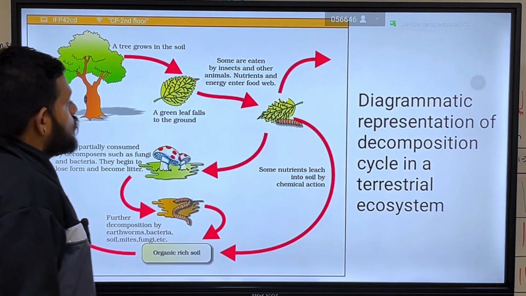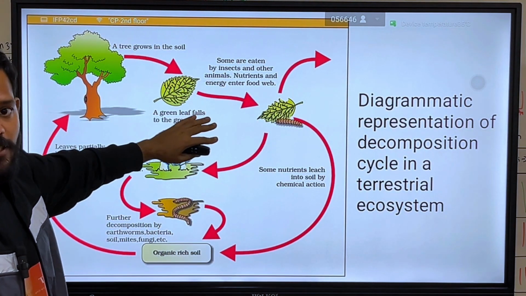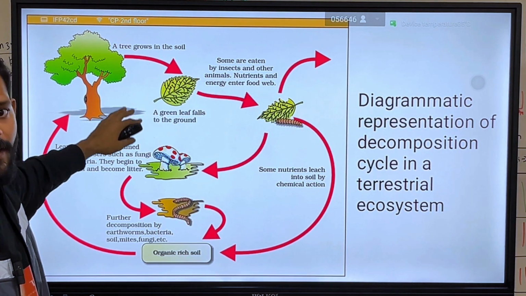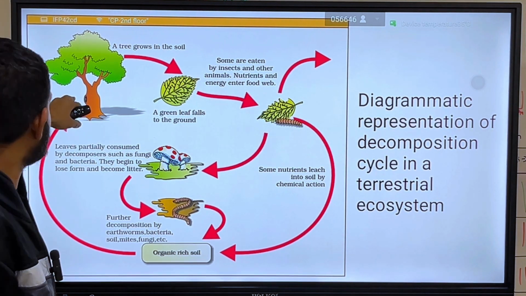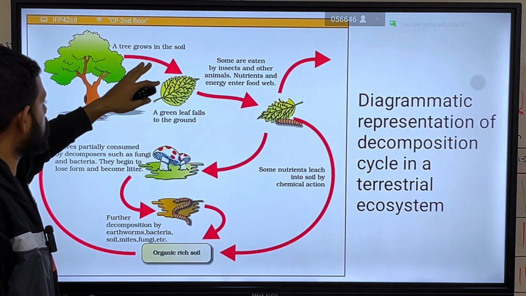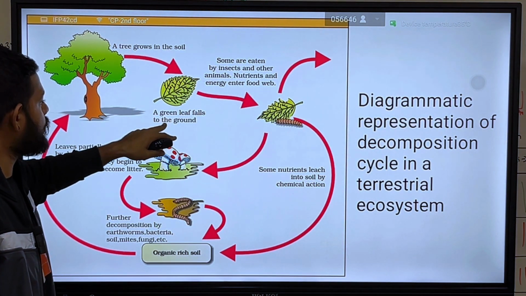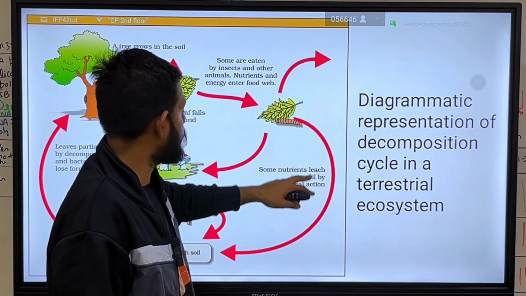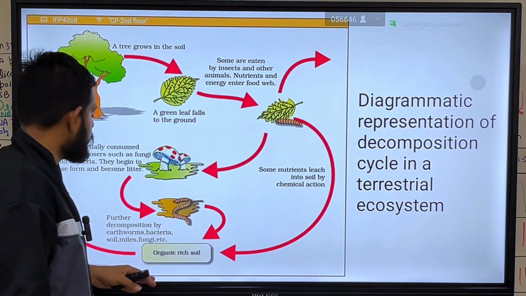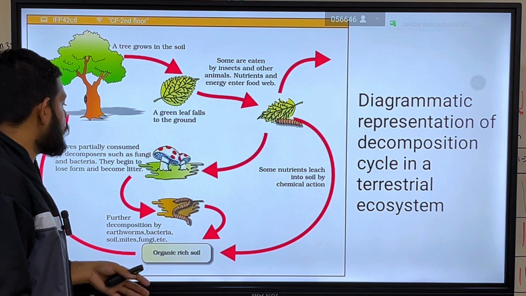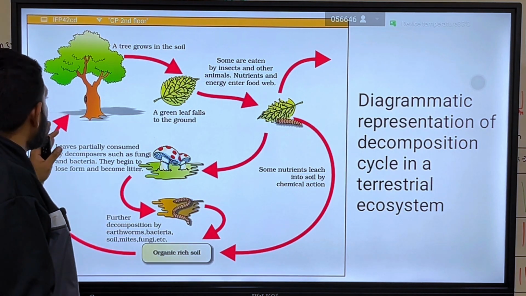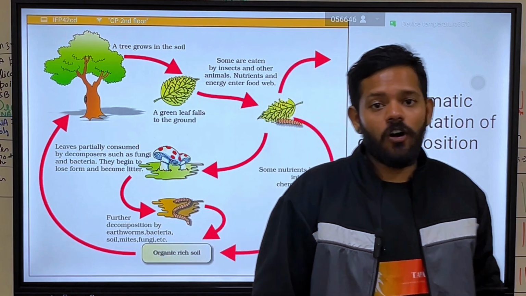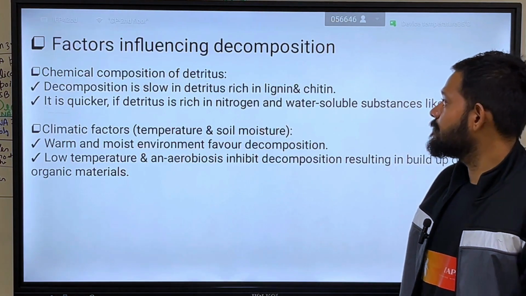Okay, so this is a diagrammatic representation of the decomposition cycle in a terrestrial ecosystem. A tree grows in the soil, and green leaves fall to the ground. They are eaten by detritivores and converted into small pieces. Then they decompose and are absorbed by the roots from the soil, and taken up by the tree in the form of nutrients. So this is the cycle of decomposition in nature.